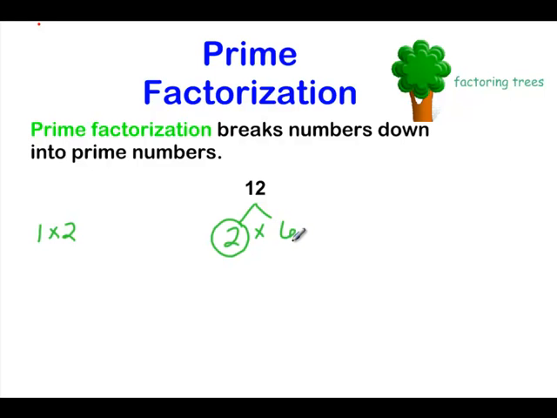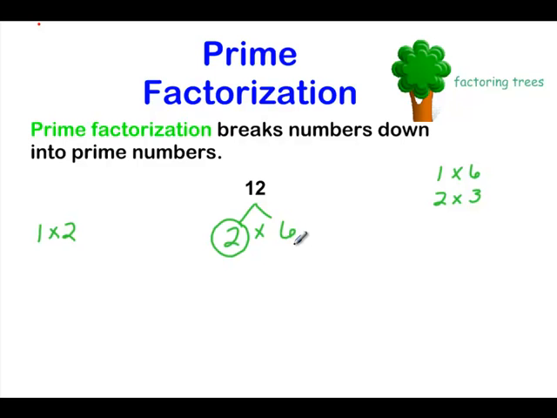Is it prime or composite? If you said composite, you are right. If we come over here and work with 6, we have 1 times 6. We also have 2 times 3. It has two pairs of factors that equal 6. That's what makes it composite.